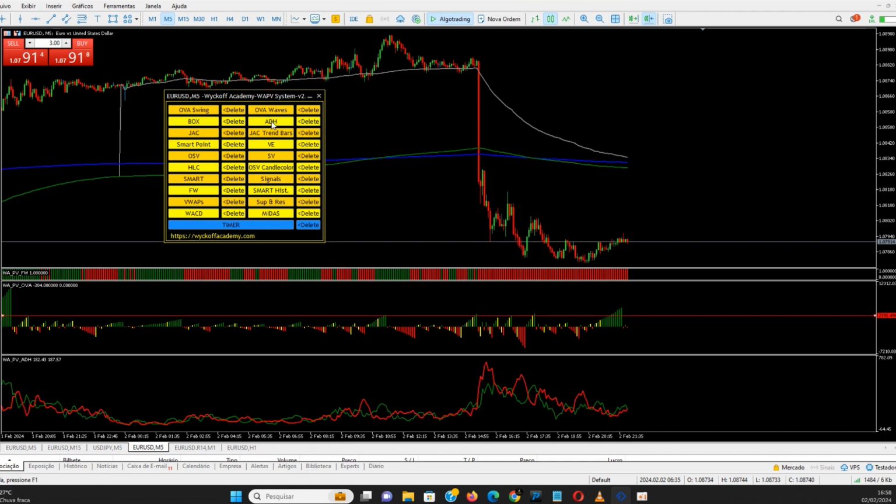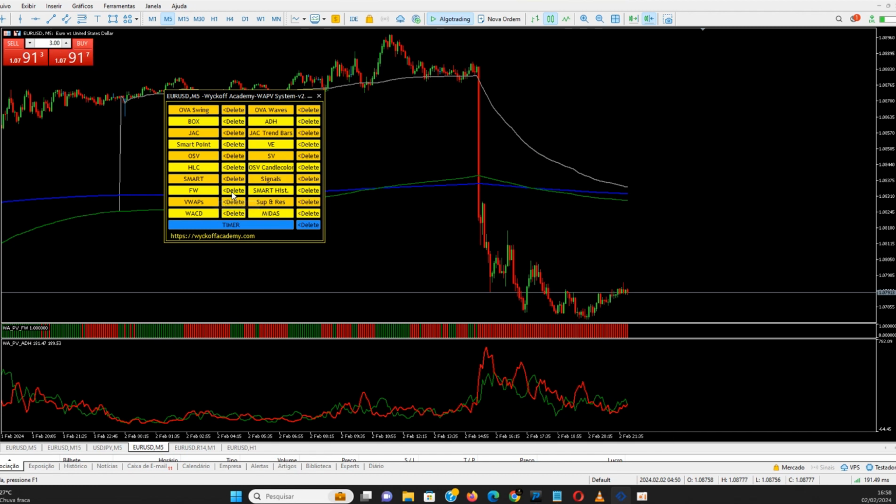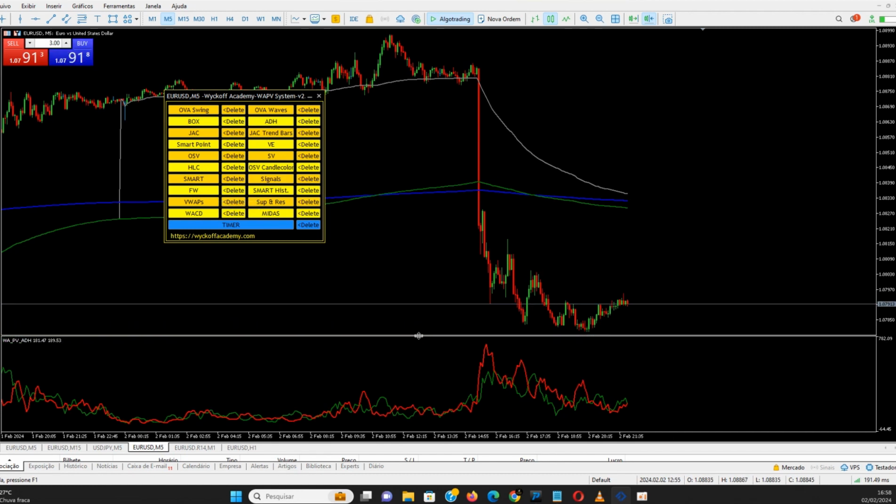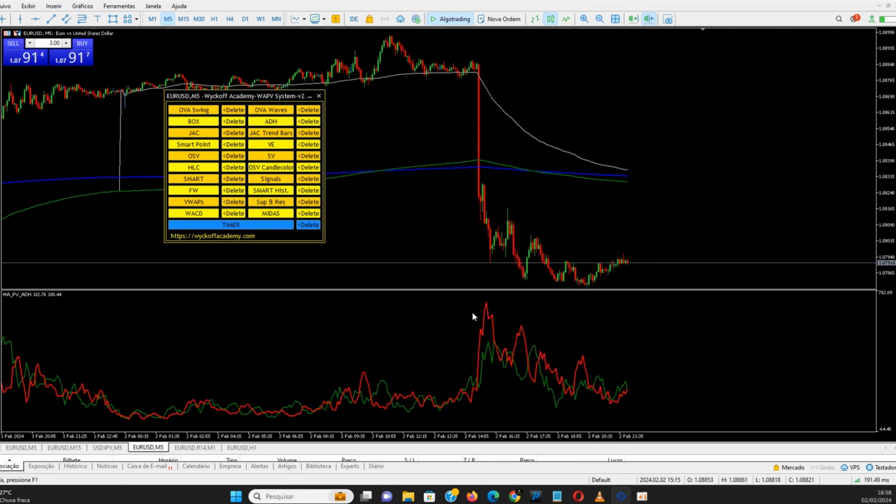The next indicator is ADD, measuring participants' aggressions. When the green is above the red, buyers are in control, and when the red is above the green, sellers are in control. It's an easily readable and extremely useful indicator.